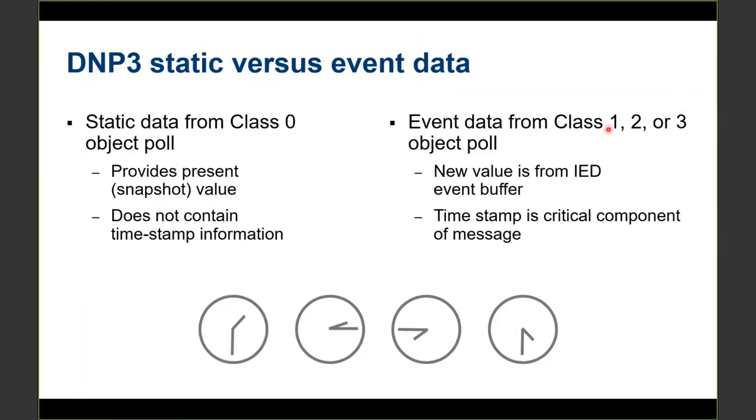Using this poll, class 1, 2, or 3, the master station will be able to get the events from the relay as a new value from the slave station, and also could receive the timestamp from the slave station.